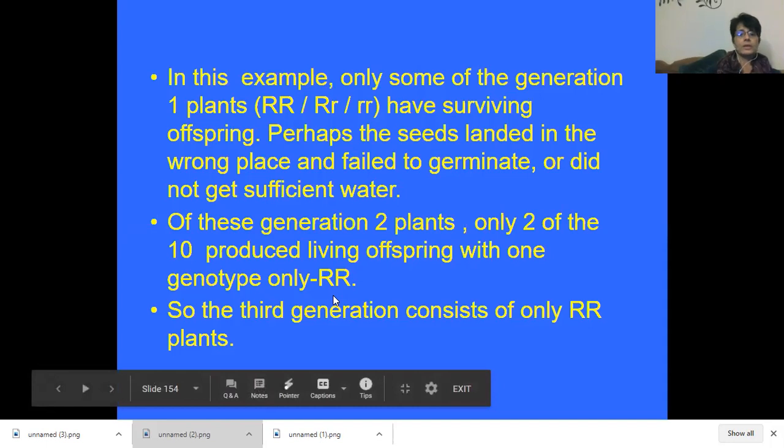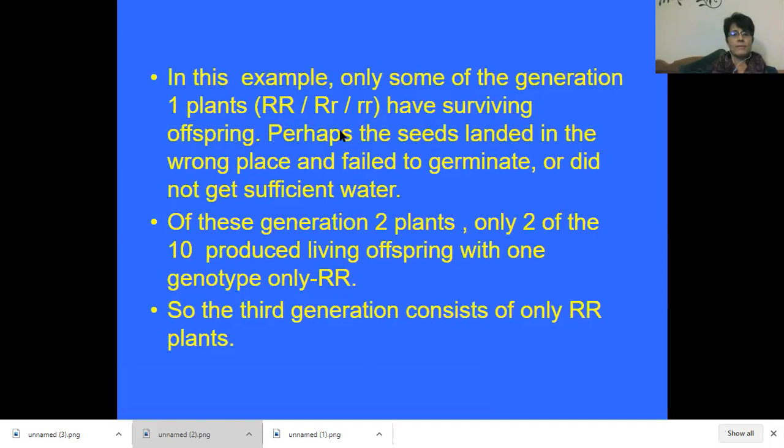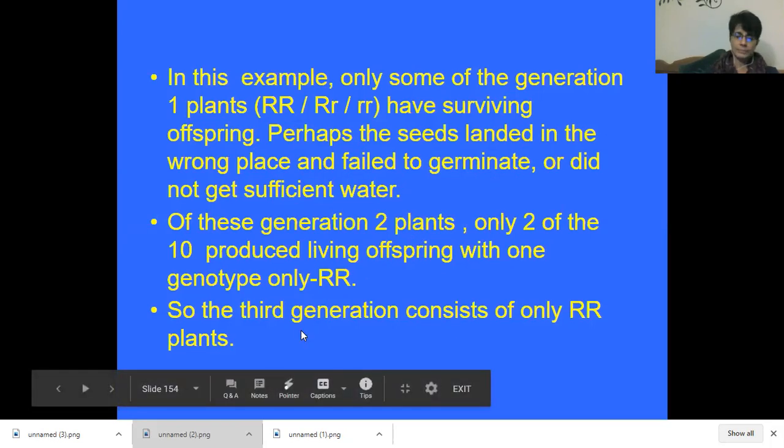All right. So in this example, only some of the generation have surviving offspring. Perhaps the seeds landed in the wrong place, failed to germinate, did not get water. There you go. And then only in the next generation, only 2 of them survived, and so on and so on. Okay, just depends on which ones survive and which not.